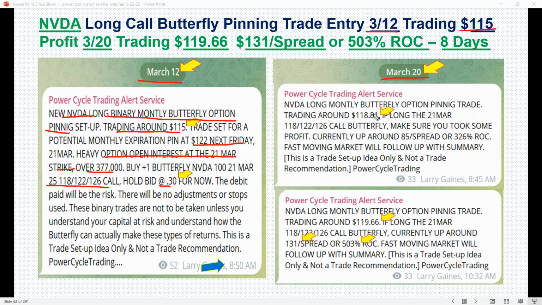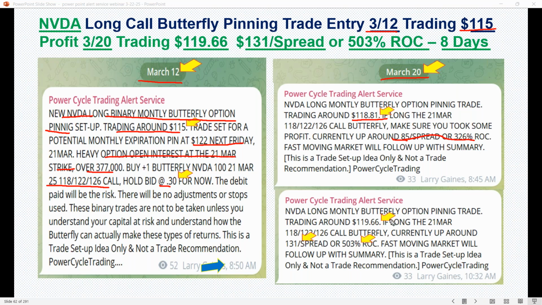Yesterday on the open, I sent out an alert, if you're still in it, to close out because it was pulling back. But here in the morning, it says NVIDIA monthly option pinning trade, trading at 118.81. At that point it was up $85 on the spread, but our cost was, we got into the spread for 26 bucks. So this time it was up 326% return.